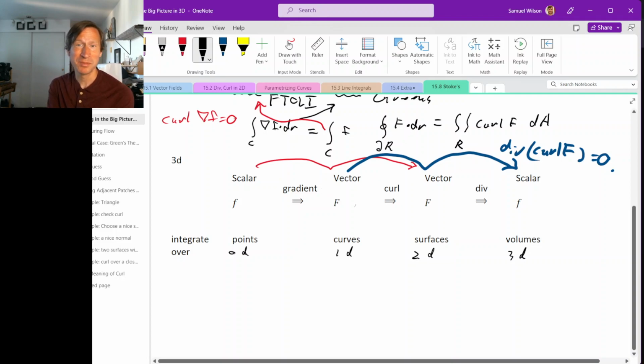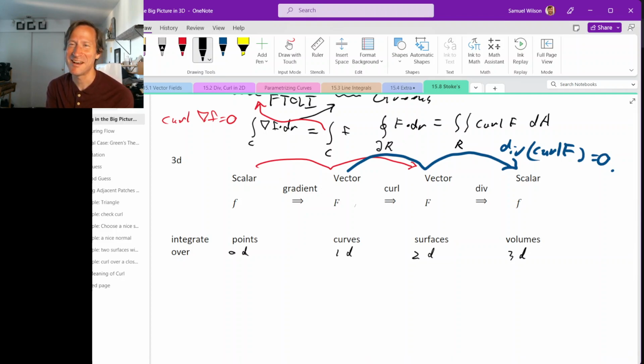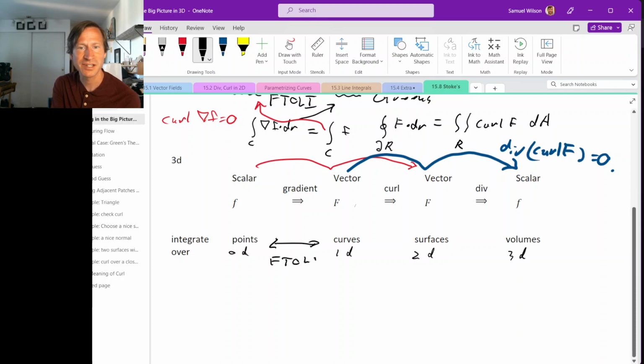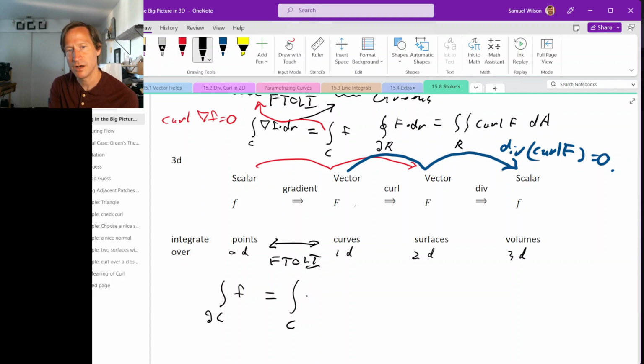So with this setup, of course, it seems like there ought to be some links between integrals in these different locations, just like there was in the 2-dimensional case. And actually, we already have one of the links. We still have the fundamental theorem of line integrals, that says that the integral over the boundary of a curve of a function, that is, evaluating the function at the endpoints and subtracting, is equal to the integral over the curve of the gradient of the function, dot dr. Right? This is the fundamental theorem of line integrals.